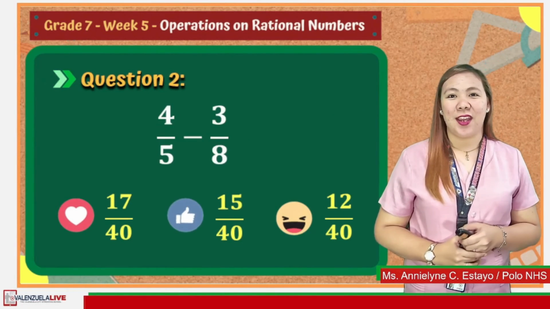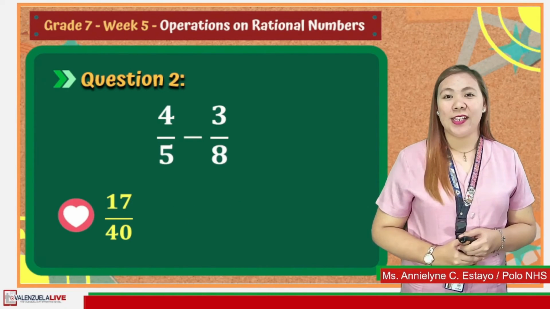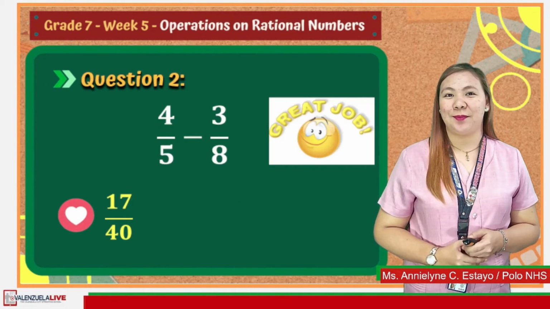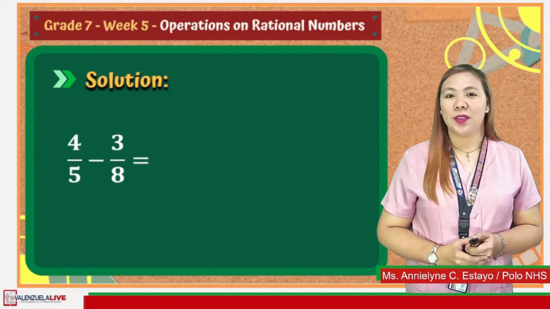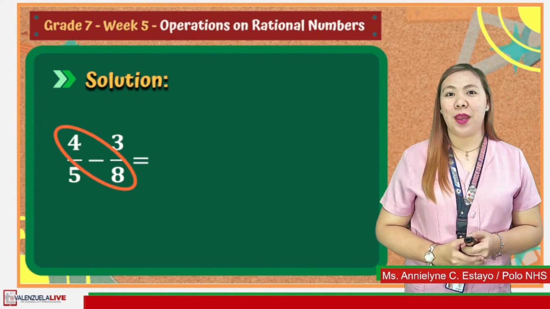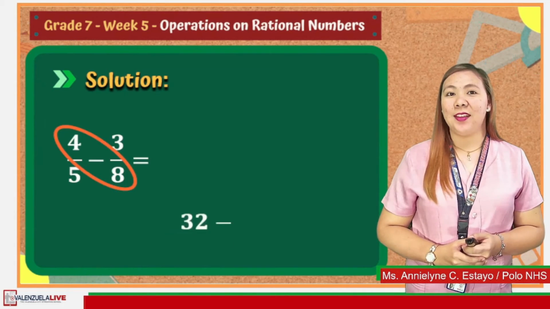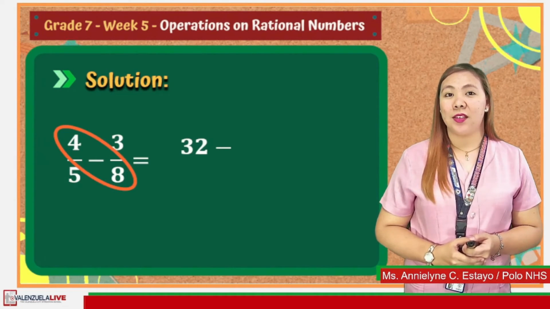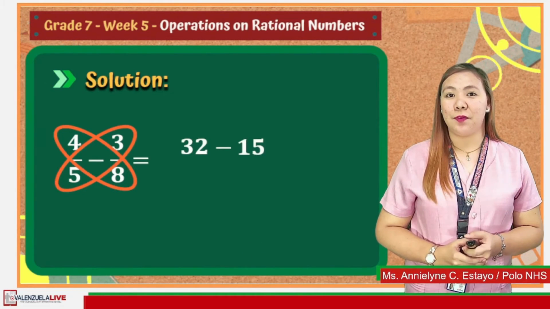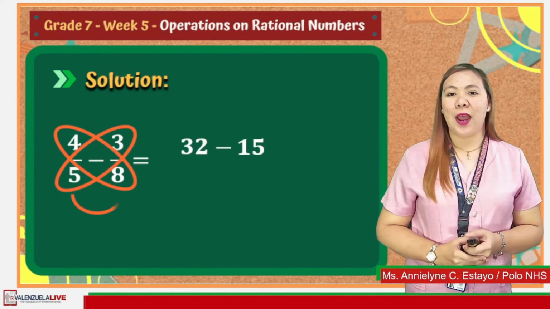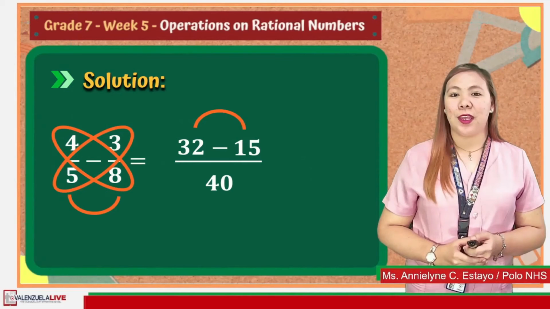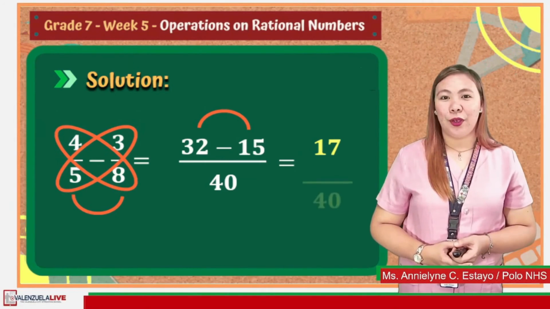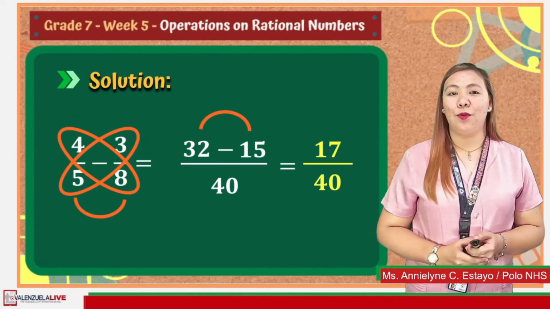The answer is heart, 17 over 40. Good job! For the solution, using the butterfly method, 4 times 8 is 32, minus 5 times 3 is 15, all over 5 times 8 equals 40. 32 minus 15 is 17, therefore, we have 17 over 40.